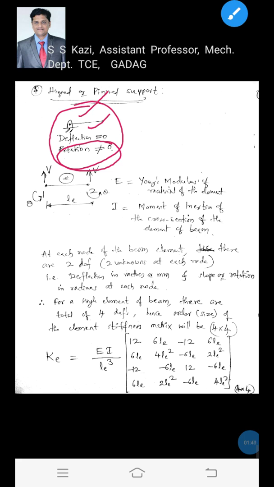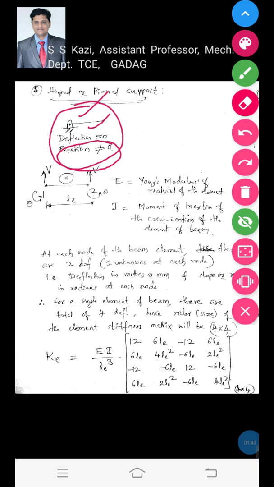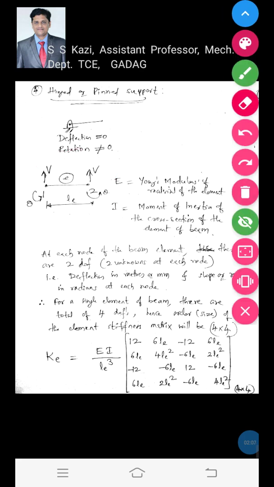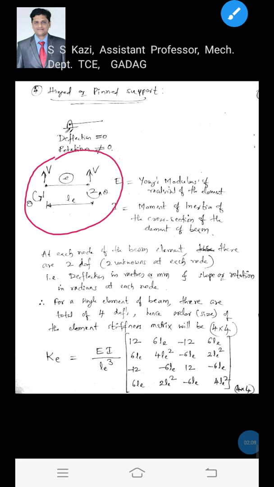Now next come to the finite element analysis of beams. In finite element analysis of beams, let us consider a single element of a beam. We should know the stiffness matrix for a beam element. For that, what is the characteristic of the beam element? Let us discuss. The beams are subjected to transverse loads. Due to these transverse loads, let us consider a single element of a beam having two nodes, 1 and 2, as I have shown here.